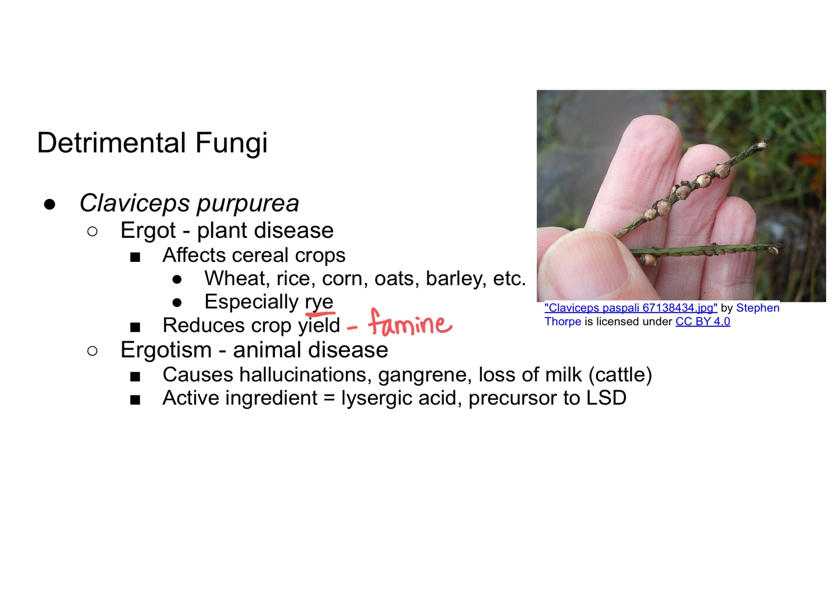You can see this picture right here. You can see the fungus attached to the plant. This fungus can also cause ergotism, which is a disease that affects animals. And this happens if an animal eats a plant that is infected with this fungus. It can cause hallucinations, gangrene, which is essentially the tissues dying, and it's especially a problem in cattle because it can decrease the amount of milk that cows make. One of the active ingredients in this fungus is lysergic acid, which is a precursor to LSD. And LSD is a chemical compound that can cause hallucinations.